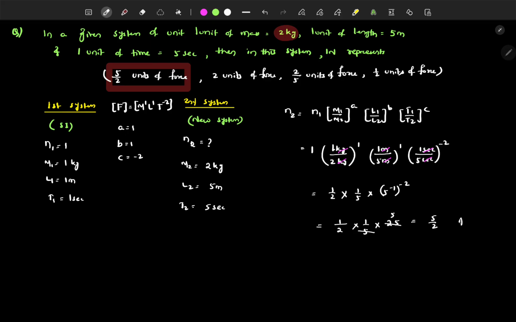So listen to one thing. First you have to read the question to see from which system to which system it is asking. If it is asking about one dyne to the new system, then in that case, instead of the first system you have to write the CGS system. But here it is given to convert 1 Newton to the new system of unit. So the first system is SI and the second system is the new system. I hope this type of question is clear to all of you.